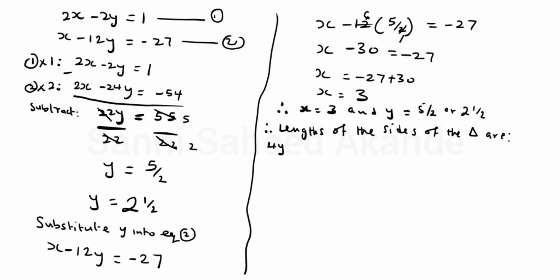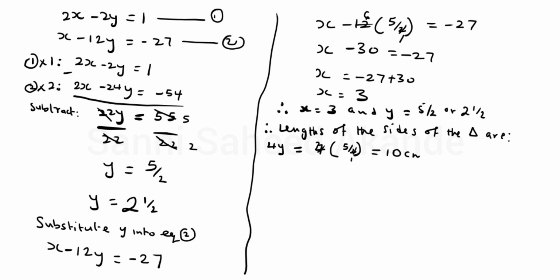So 4y will be equal to 4 times y. What is y? Our y is 5/2. Understood? So let's divide. 2 in 2 is 1, 2 in 4 is 2. So we have 2 times 5, that is equal to 10 centimeter.